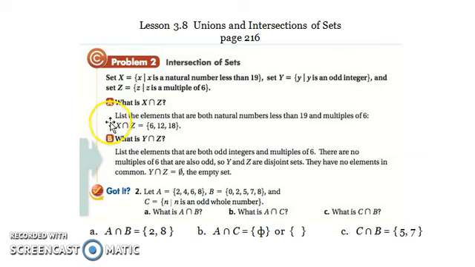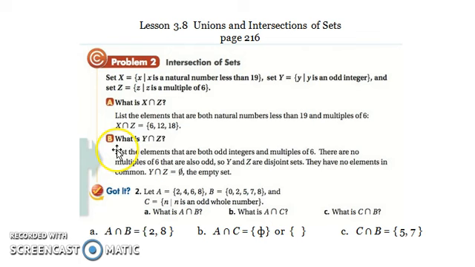Okay, so part A says, what is the intersection of x and z? Okay, so x and z are these two. So if the natural numbers, that means 1 through 18, I apologize, and z is a multiple of 6, then the only places they overlap are those multiples of 6: 6, 12, and 18.